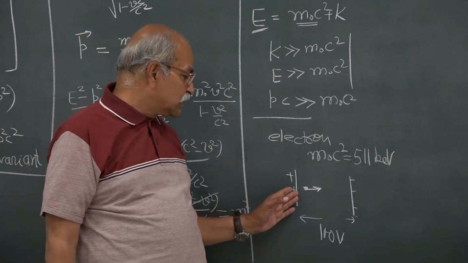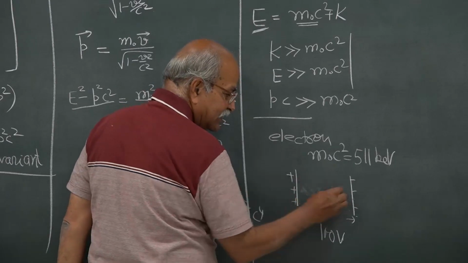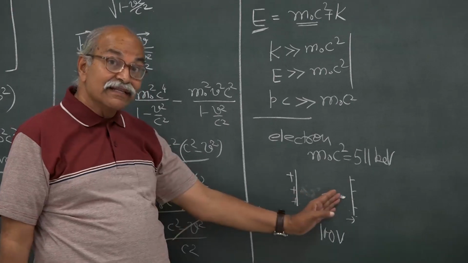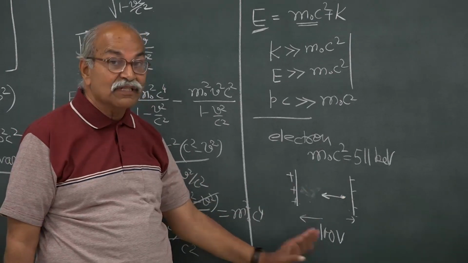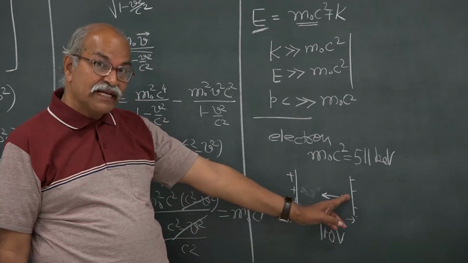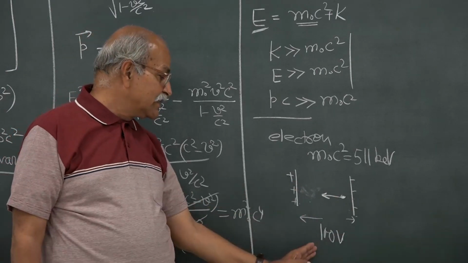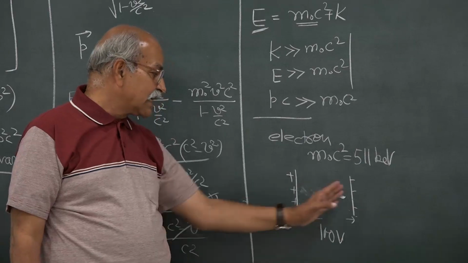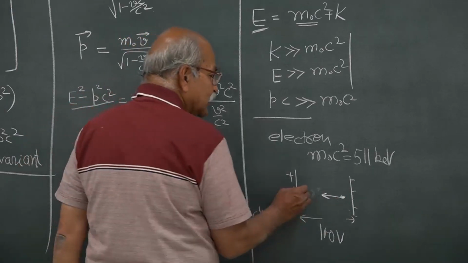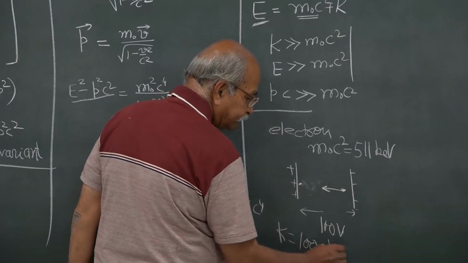So, when it moves, let me write it this way. The field is in this direction, so the force is in this direction. From here when it reaches here, the kinetic energy is increased by 100 electron volts. If it is released from rest from this plate and reaches here, the potential energy decreases by 100 electron volts and the kinetic energy increases. So, when it reaches here, the kinetic energy becomes 100 eV.